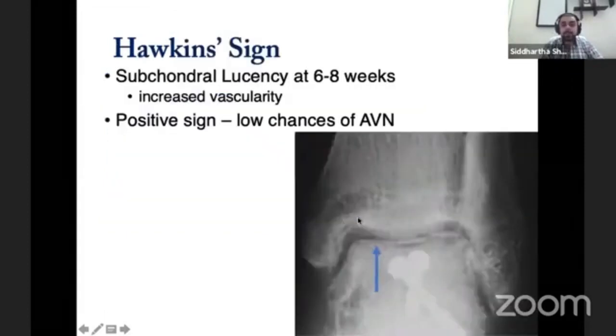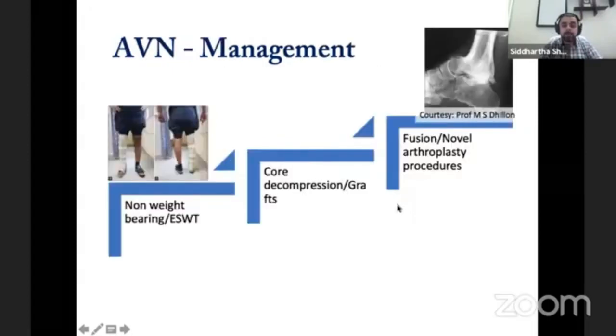What is the Hawkins sign? This is a very favorite examination question. This is a subchondral lucency seen at 6 to 8 weeks. It happens because of an increasing vascularity. Remember that if you have a positive Hawkins sign, if you see this subchondral lucency, there are very less chances of AVN. On the other hand, a negative Hawkins sign is predictive of avascular necrosis.